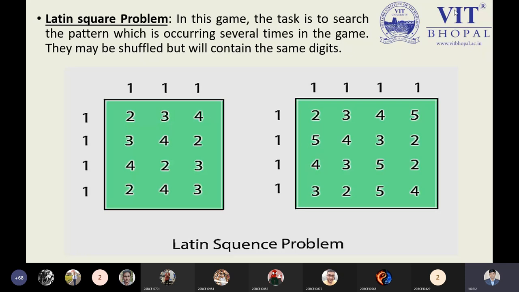So the task is to search the pattern which is appearing several times in the game, so that it may be shuffled but will contain the same digits. So 2, 3, 4 we have. 3, 4, 2 we have. Okay.